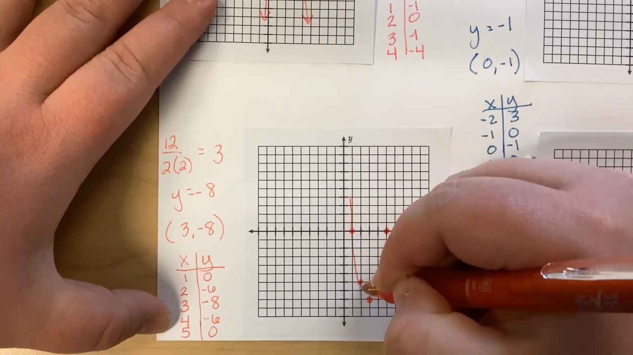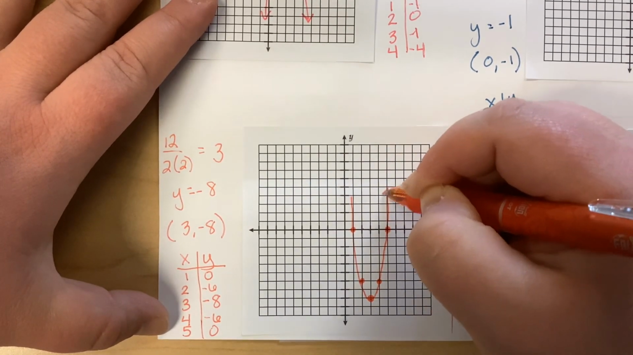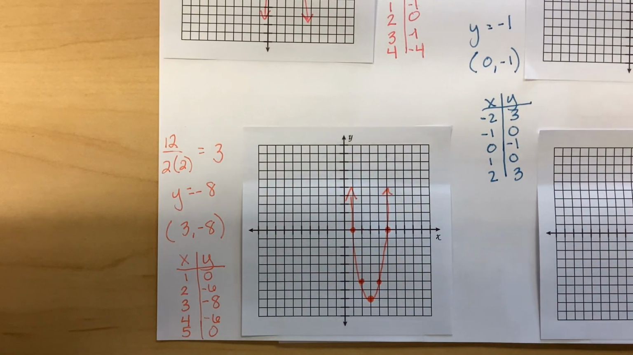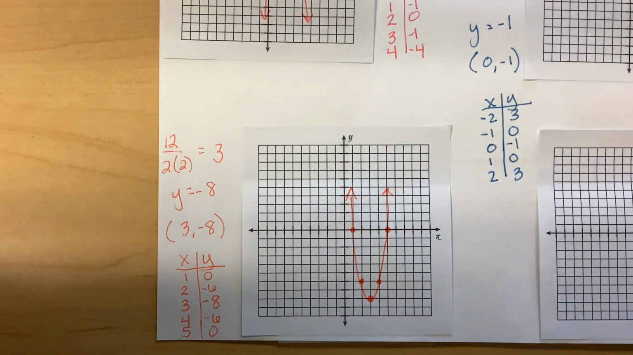So this graph's a little skinnier than normal because of that 2 out in front. Remember, we talked in the last video about how fractions make it wider, whole numbers make it thinner. All right, one more problem.